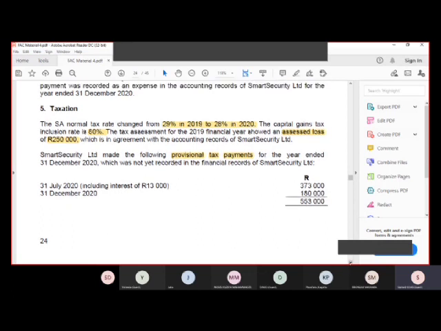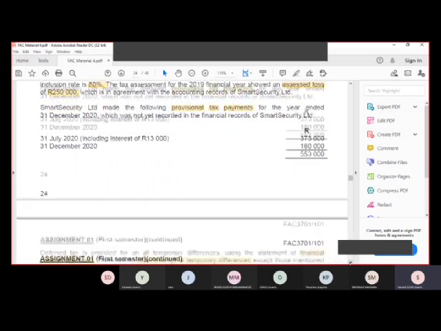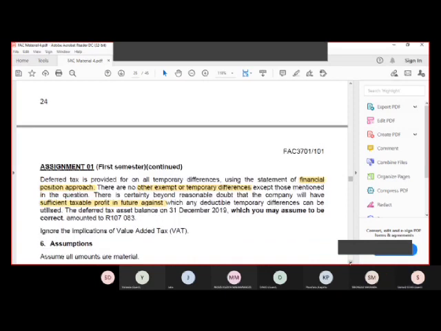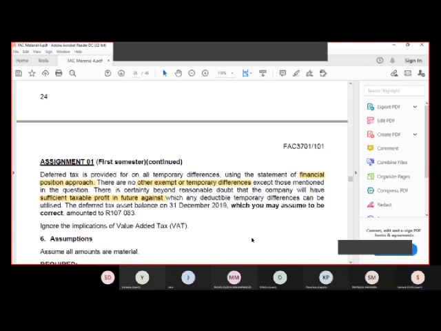But remember now, in the exam scenario, you might be asked to calculate the taxable income. Once you've gotten the amount, you multiply it by the tax rate, then you'll see how much you are owing. Then you minus whatever you have paid. The remainder will be the payable amount to SARS if it's more than what you have already paid. So remember those things. Deferred tax is provided for on all temporary differences using the statement of financial position approach. There are no other exempt or temporary differences except those mentioned in the question.